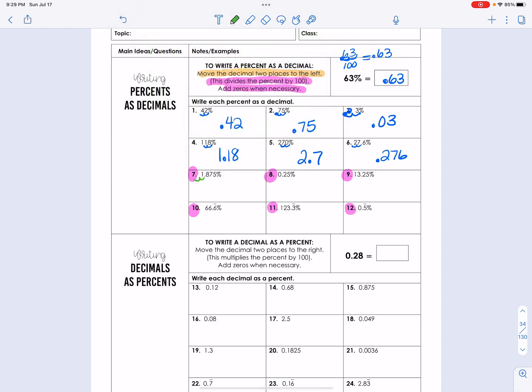So if you move it 2 places, there's nothing there, so you have to put a 0, 0.101875. Here you move it 2 places, so you have 0.0025. That's a really small percent. So in the world, it's going to be a small number. Move this 2 places, that one's not too bad, 13.25.